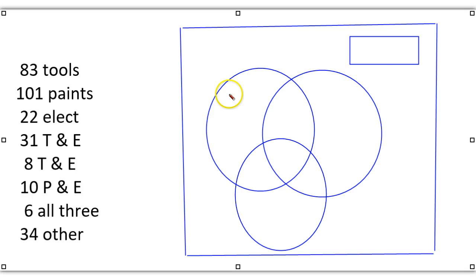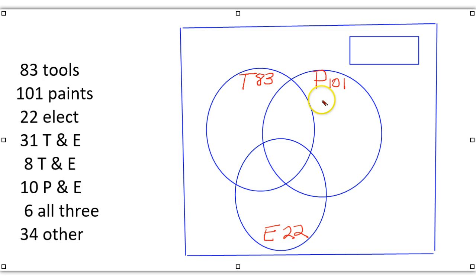Now, as we set this up, we said there's going to be three categories. So we're going to have tools, in which it'll be 83, purchase at least a tool. Paints, 101. And then electrical down here. And that was 22.